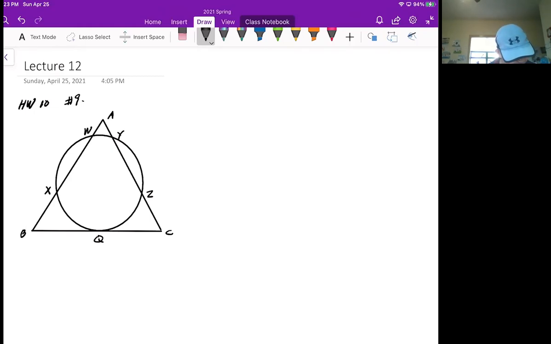Suppose you have a triangle ABC that is equilateral, and AW over AB is 1 over 6. Okay, AY over AC is 1 over 4. Okay, I want to get the BQ over QC.